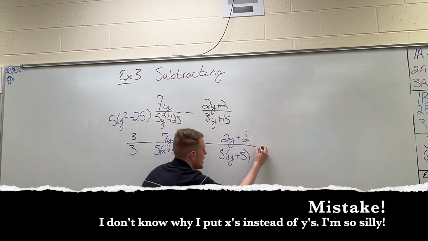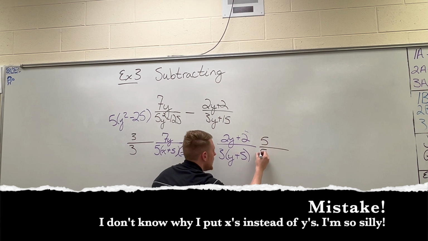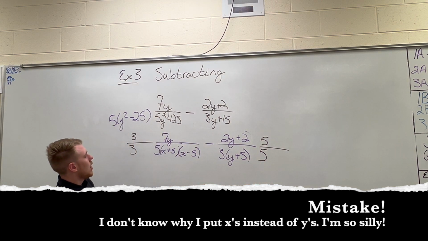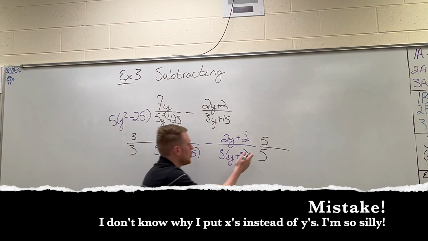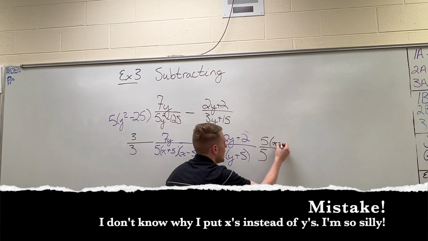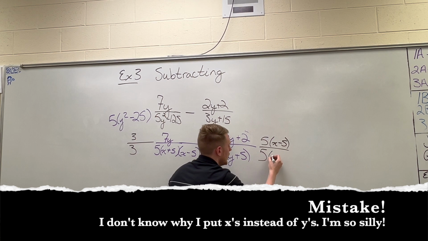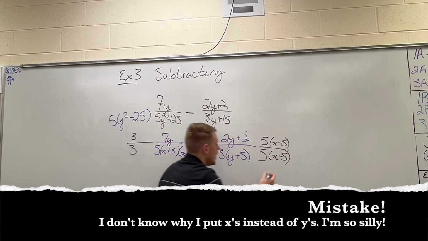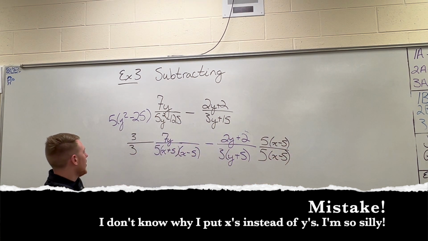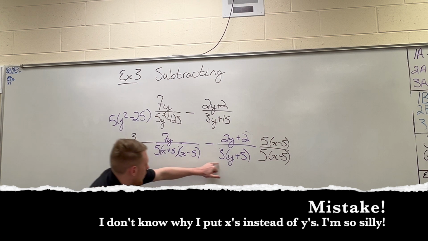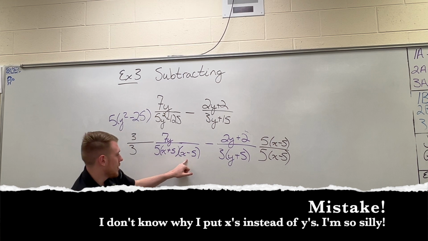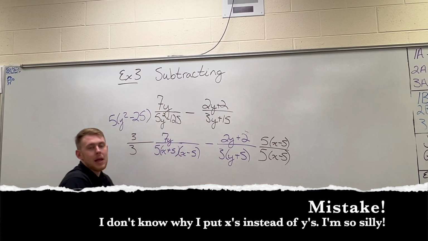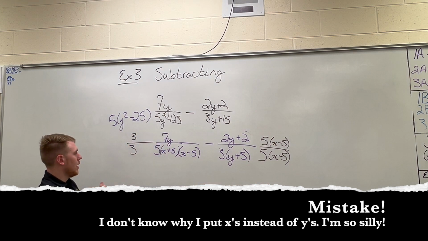I need to multiply this by a 5. But what else? Because this has an x minus 5, so I don't have one over here. I need to multiply this by x minus 5. Okay, now if we look, I should have 3 and 5, which is 15, x plus 5, x plus 5, x minus 5, x minus 5. So my denominators are now the same. So now, you just multiply.